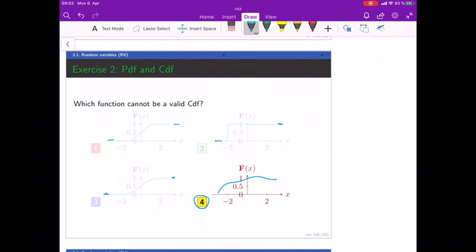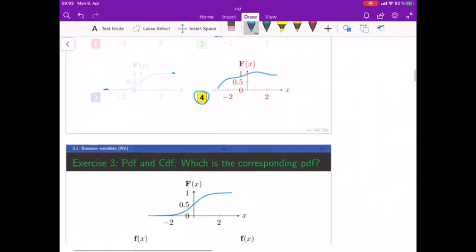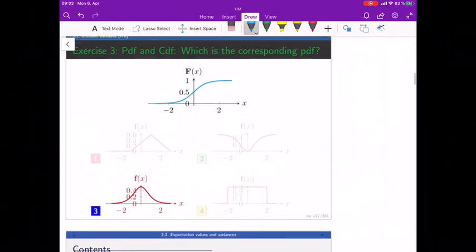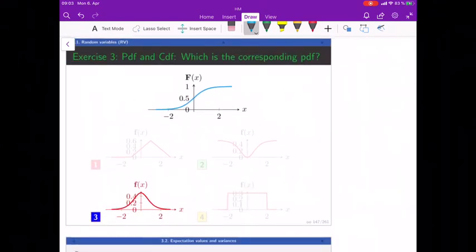Okay, let's look at the last example. I've shown you a CDF here at the top, and which one of the functions at the bottom is the corresponding PDF? Exactly, number 3. This one is not super obvious, but if you think of the steepness of the CDF at the top, that gives you the function at the bottom.